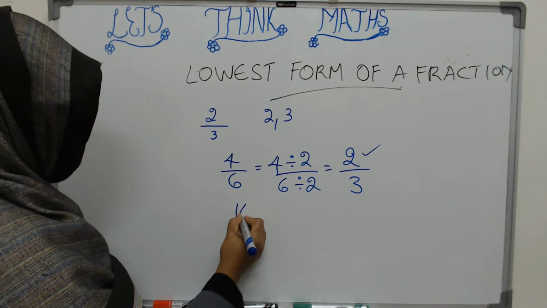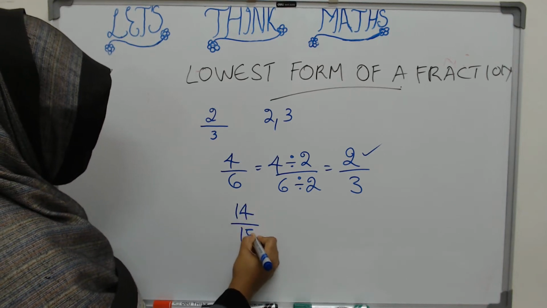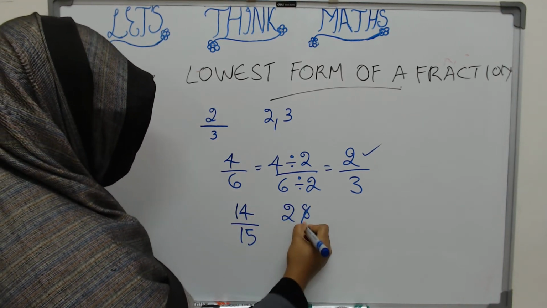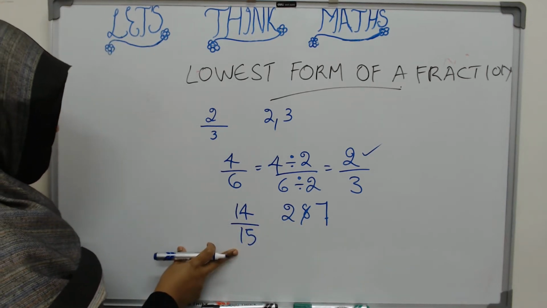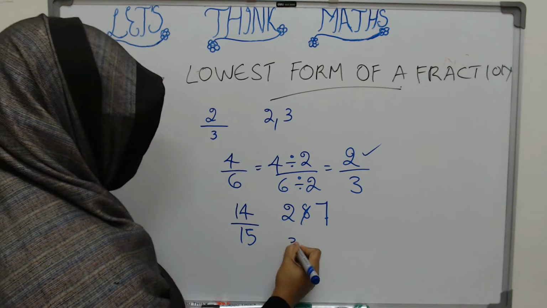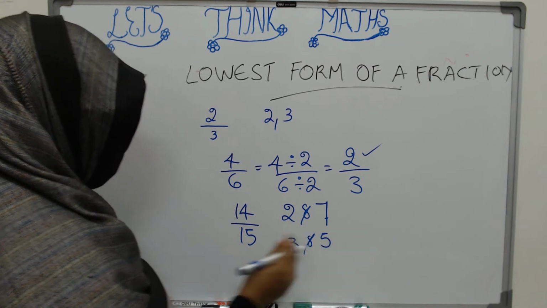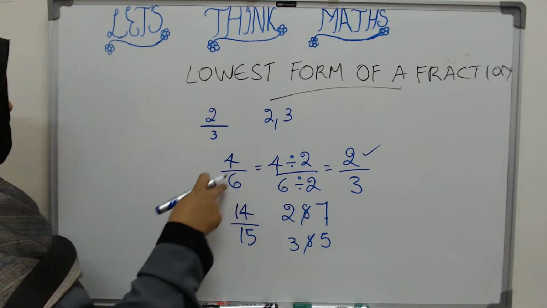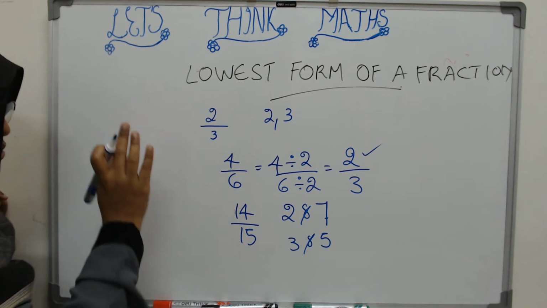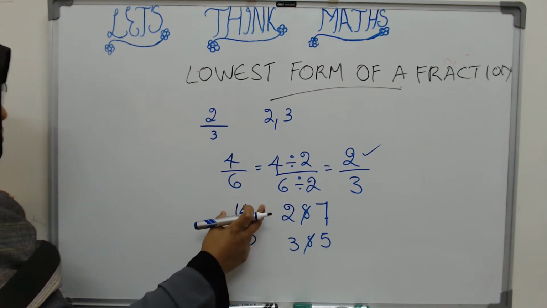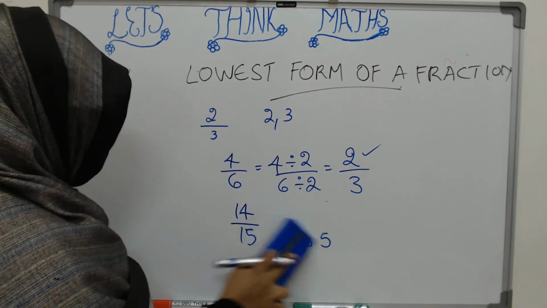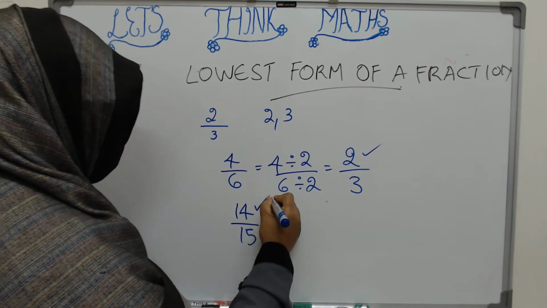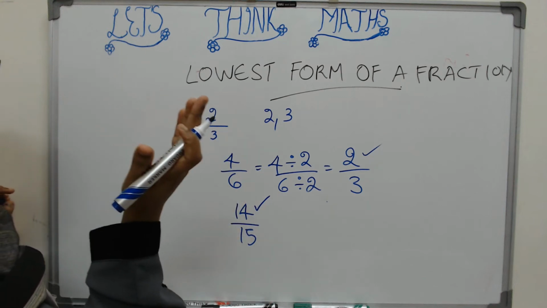Now consider 14 by 15. Now 2 and 7 will divide 14, but they will not divide 15. 3 and 5 will divide 15, but they will not divide 14. So there is no common number which will divide both 14 and 15. So what does that mean? That means that 14 by 15 is in its lowest term.